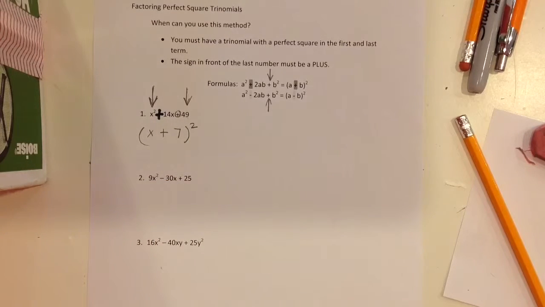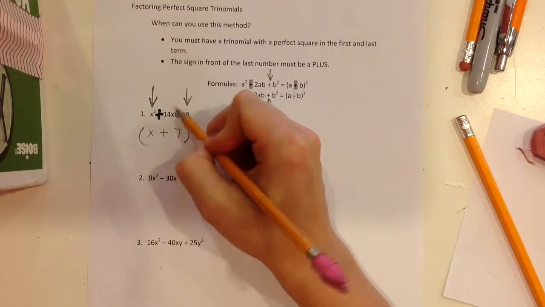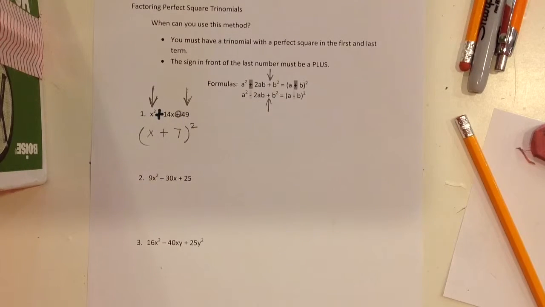So all I did was take the square root of the first term, the square root of the last term. I made sure this was a plus, and I brought down the sign of that middle term. And then I put parentheses around it and squared it, and that's in factored form.